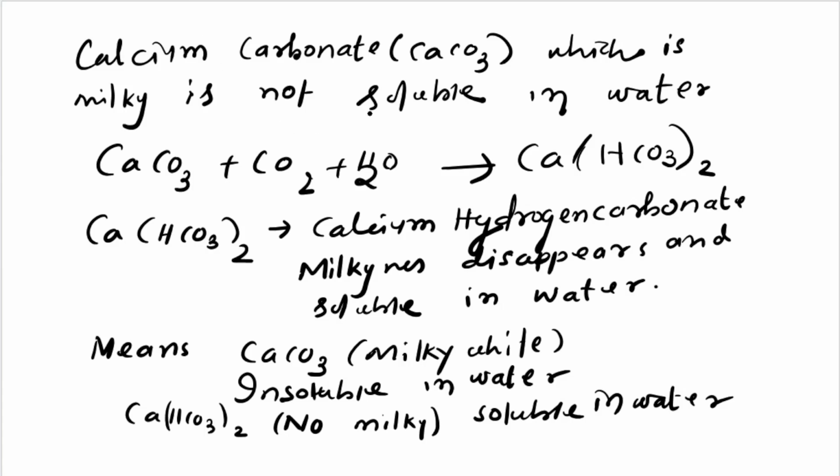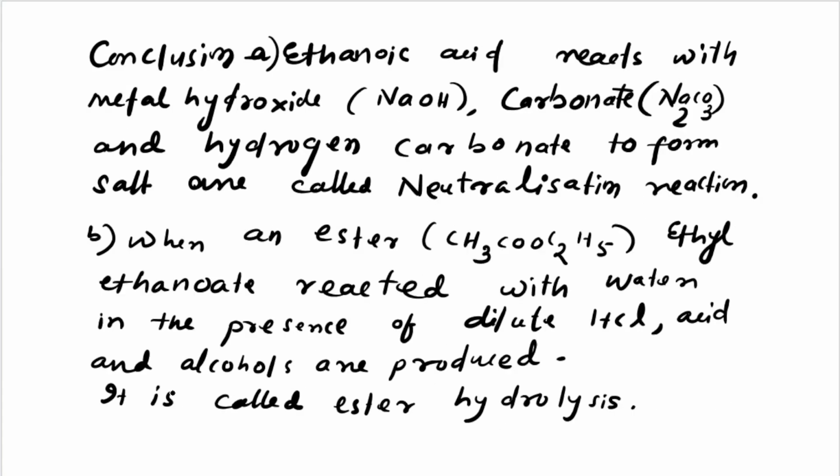See, the calcium carbonate, which is milky, is not soluble in water. And next, it is passed in excess. Here calcium hydrogen carbonate is produced, that is, the milkiness disappears and it is soluble in water. What is calcium hydrogen carbonate? That is soluble in water, whereas calcium carbonate is not soluble in water. So I have written calcium hydrogen carbonate, no milkiness, that means it is soluble in water.